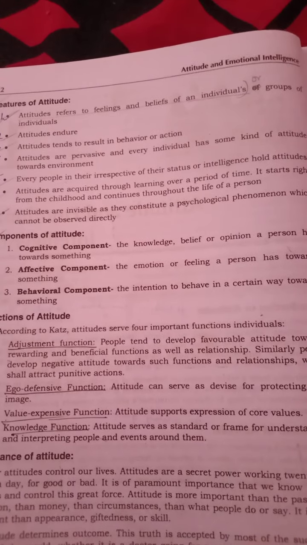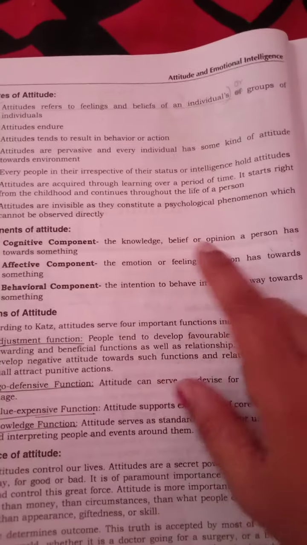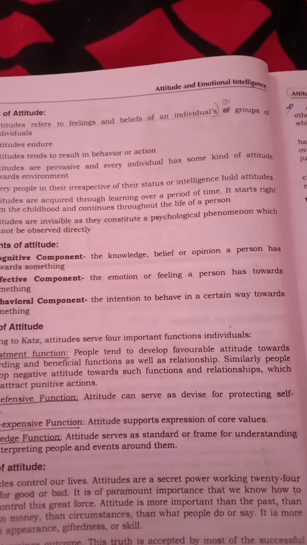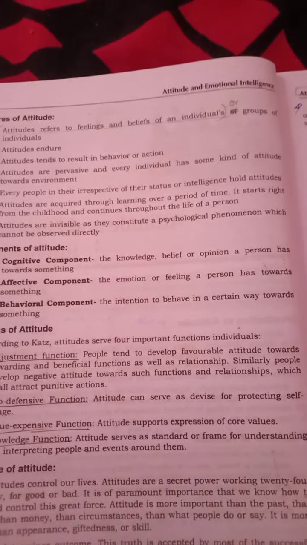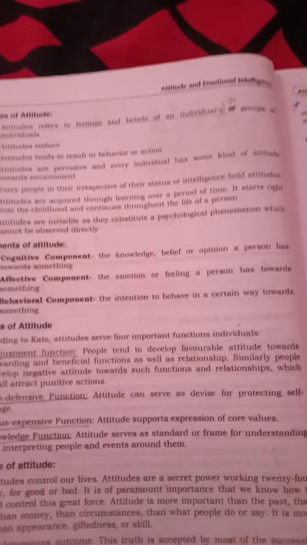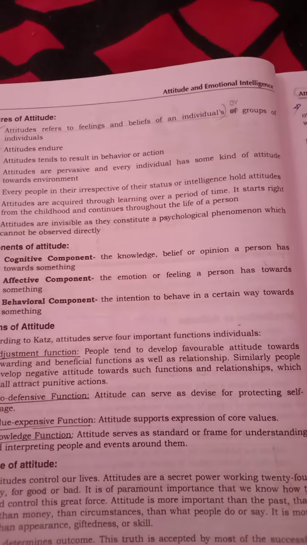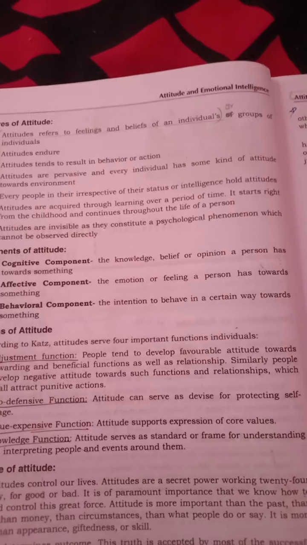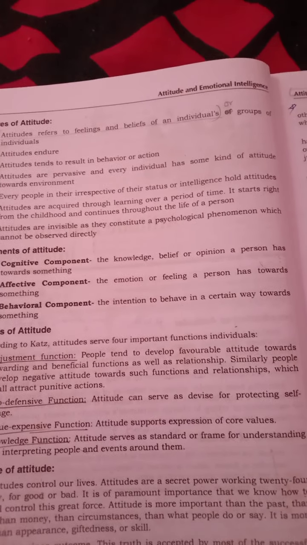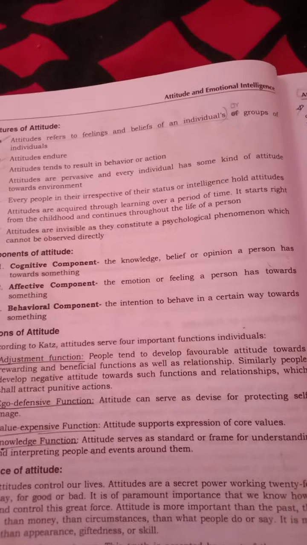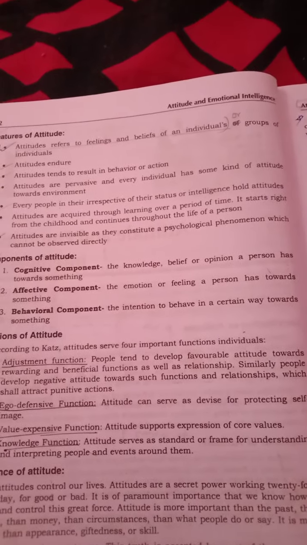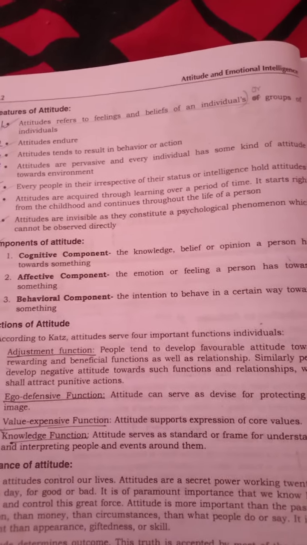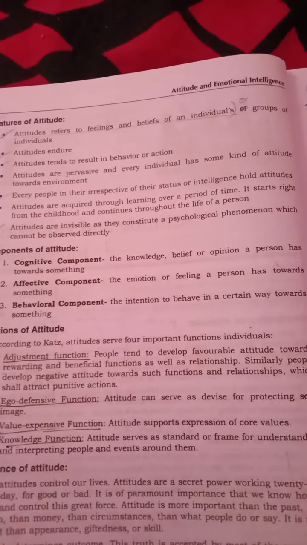So under the cognitive component, the knowledge, belief and opinion of a person make up the cognitive component. He receives this component from knowledge, from belief, and from opinions. That makes your cognitive component. This is one of the important components which makes a person develop his attitude.